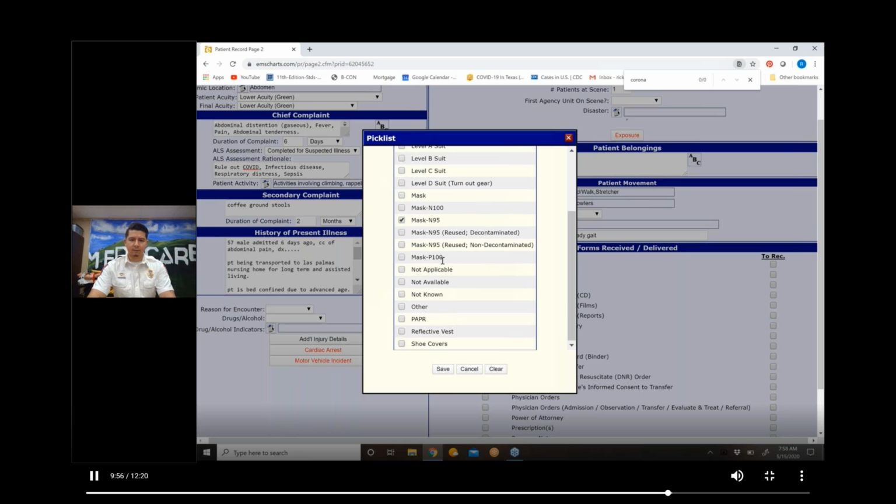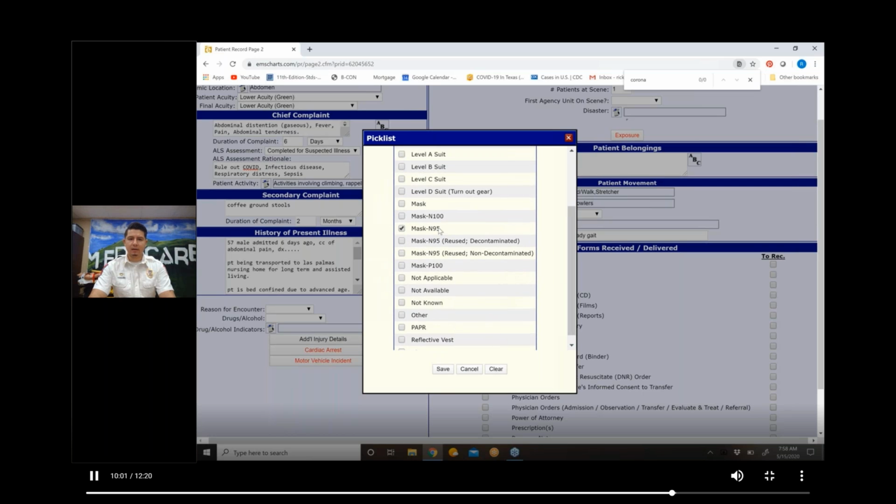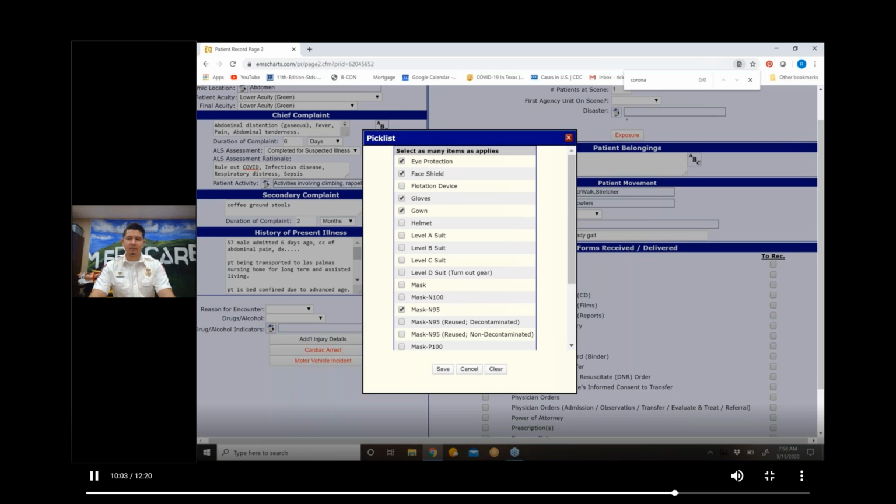And of course, if you have something like a PAPR or shoe covers or bouffant, you can also document it here. We want to keep a log on our medics, just to make sure that you're doing your full PPE anytime you think you may have a coronavirus patient. And this just logs it and shows that you were doing your due diligence.